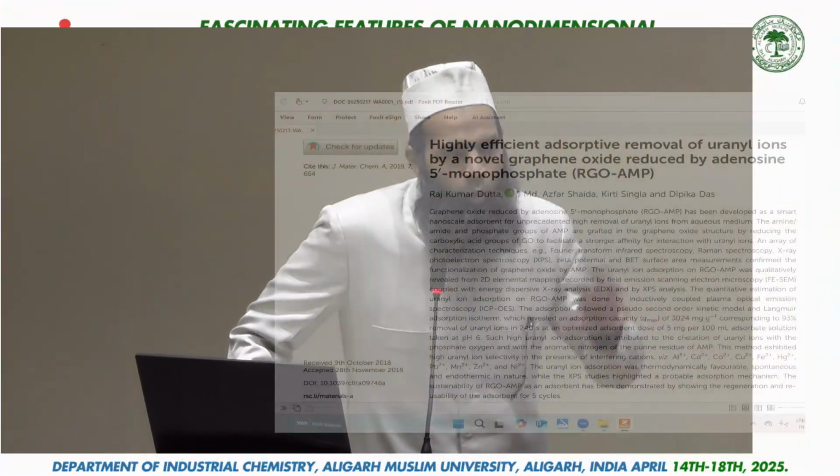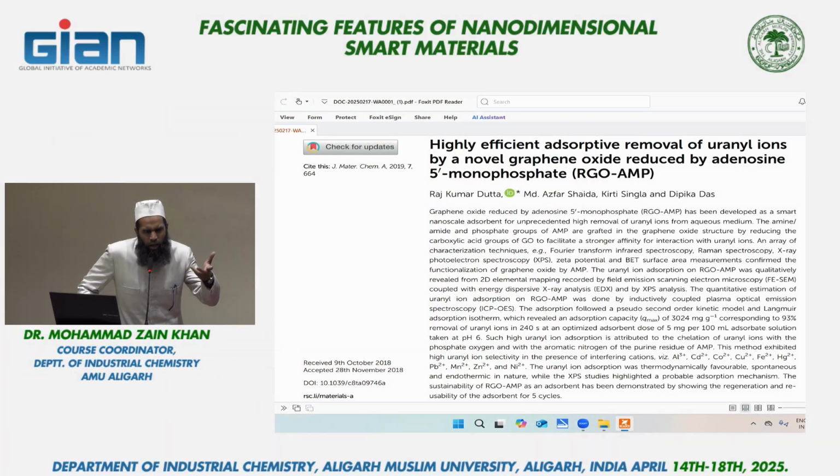Results, and this is our paper, a research paper of my PhD work. So basically the application which we did in this paper is the removal of uranyl ion. Our supervisor has a research project related to radioactive material removal at BARC. So we use graphene oxide and reduced graphene oxide as an adsorbent. So what we want to share here is some results.